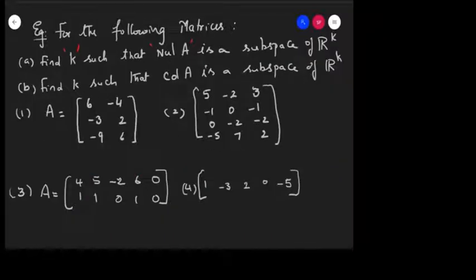After completing these two theorems, we will do a problem based on these two theorems. What is the result of both the theorems? If you take a matrix A, m by n, then null A is a subspace of Rn, where n is the number of columns. This is Rn, I say, where n is the number of columns. Let me write it clearly.